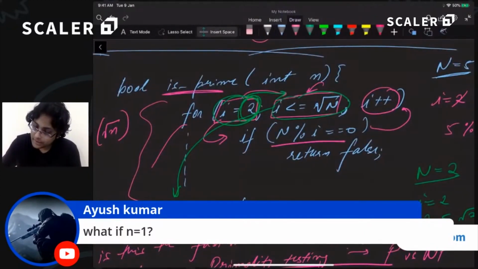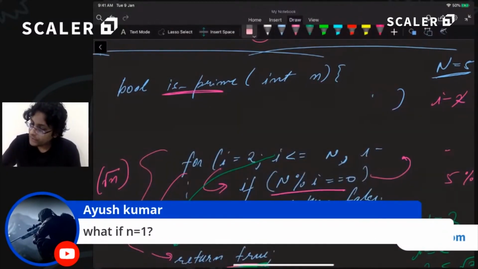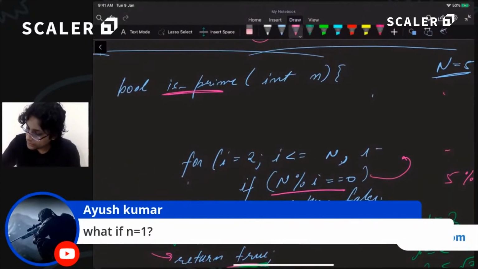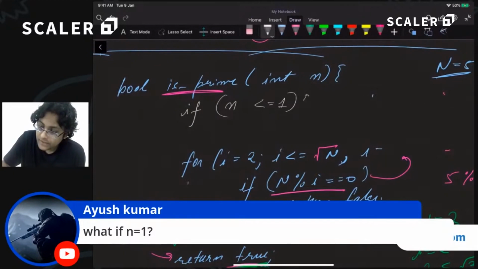Right? So let me just insert some space. So we will very quickly, let me just clear up the mess. This was square root of n. So we will add a check over here. We will check if n is less than or equal to 1, then we simply return false.